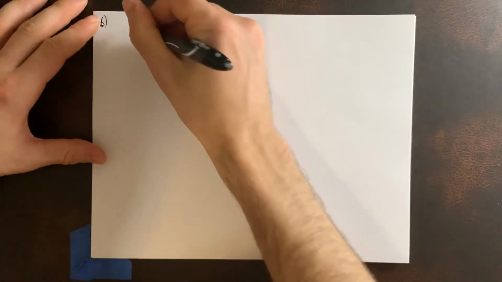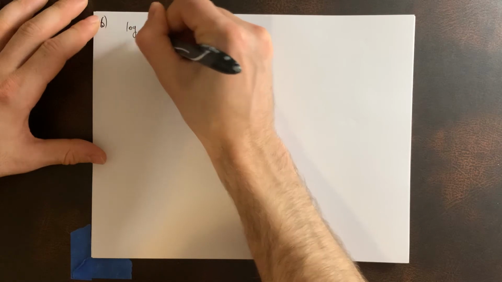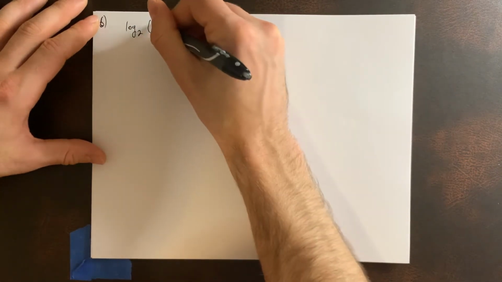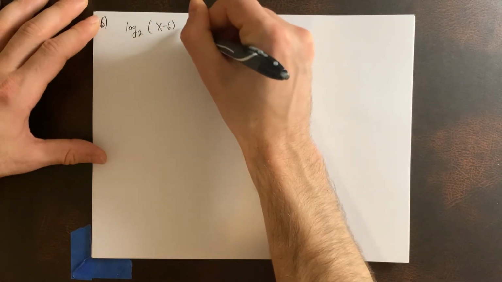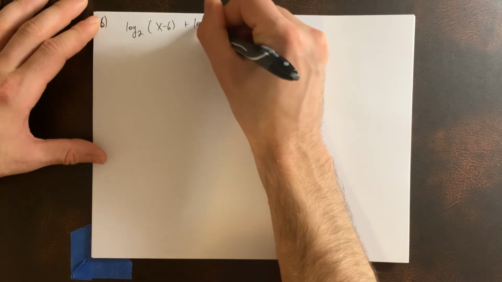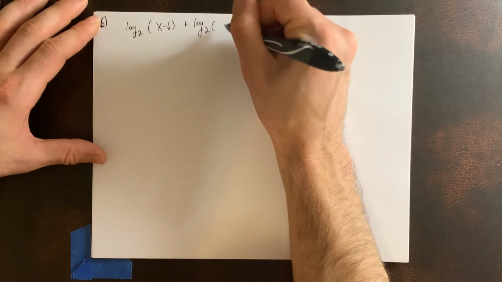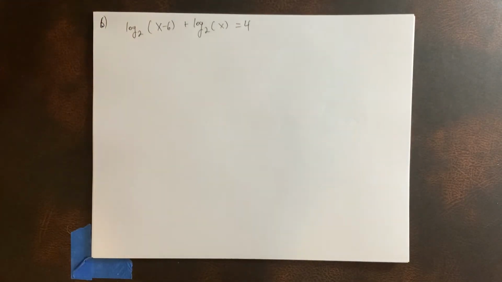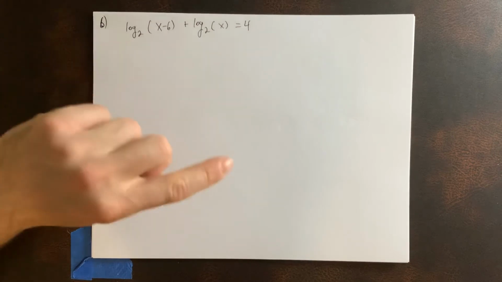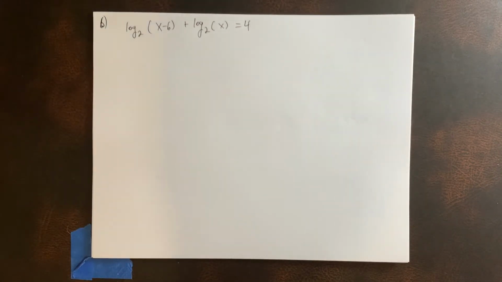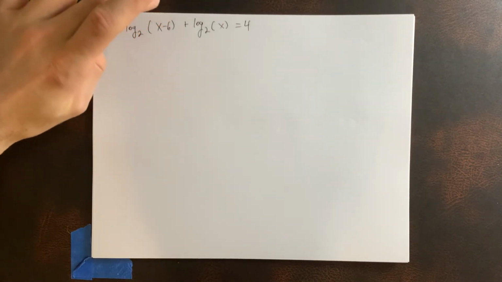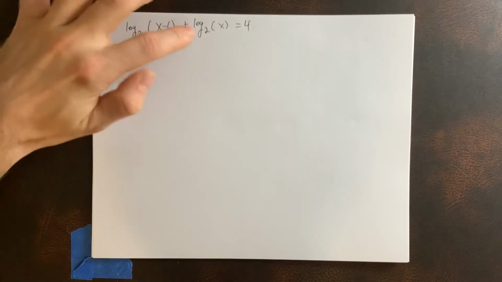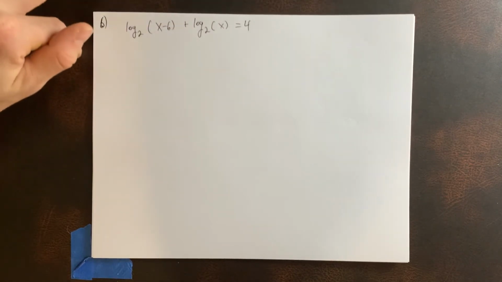Okay, so our next one is going to be this: log base 2 of 2x minus 6, plus log base 2 of x, is equal to 4. So this one's a tad bit different from the previous one, but we still want to do the same steps. We want to get one log on one side and then everything else on the other side. In order to get one log, that means we're going to want to combine all of our logs together. And that was in the previous video.